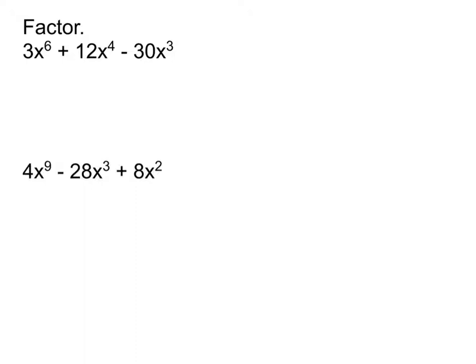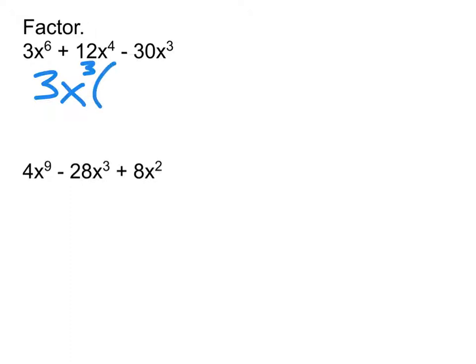3. So the first thing I'm going to write down is 3, but I'm not going to start my parentheses yet because I also have to look at the x's this time. How many x's can I pull out of every term? x to the third. It's going to be x to the power of 3 because that's the smallest number of x's that I have in there. So I can pull out 3x to the third, or 3x cubed. All right, now I go ahead and do that.